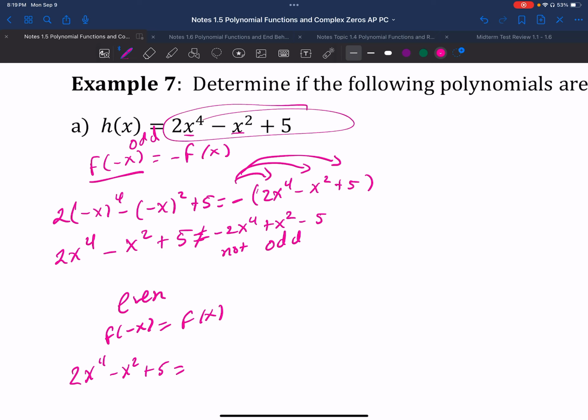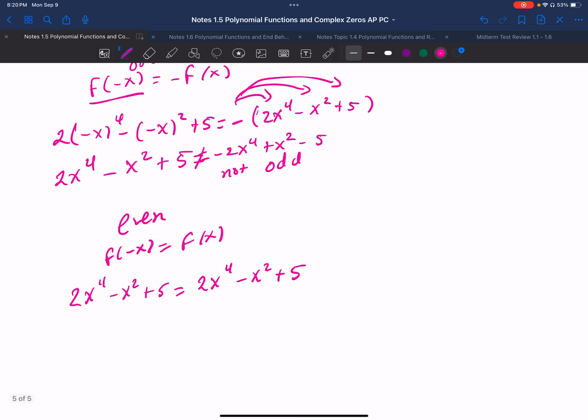So I'm going to go up here and grab my original and copy it. 2x to the 4th minus x squared plus 5. Again, I'm going to check to see if these two equations are exactly the same. If they are the same, then I know that my function is even. So when I look here, I notice that they are exactly the same. So I'm going to make a note that this is an even function.